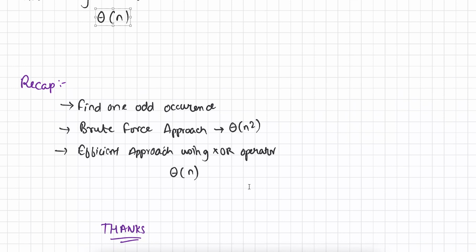So let's have a quick recap of what we have learned so far. We are given an array with elements, and in that array all elements appear an even number of times except one element that appears an odd number of times, and we have to find that element. We saw the brute force approach to solve that problem, and its time complexity came out to be theta of n square. Then we saw an efficient approach to solve this problem using the XOR operator, and the time complexity of this efficient approach comes out to be theta of n. This is much better than quadratic time complexity.